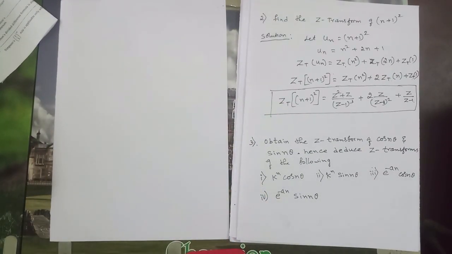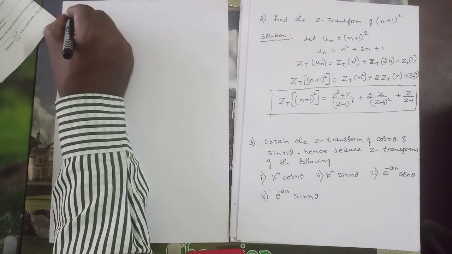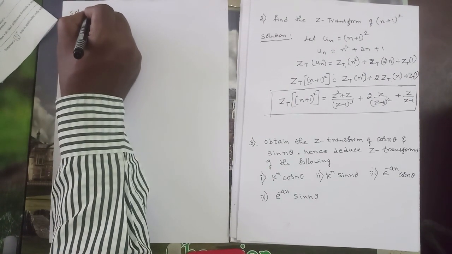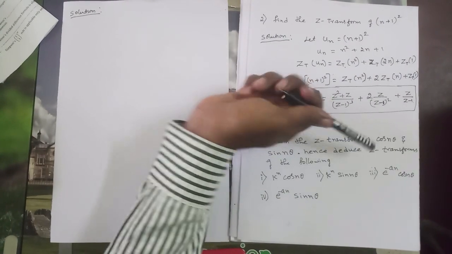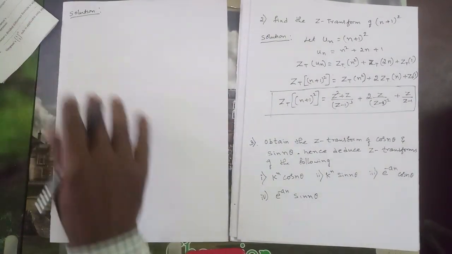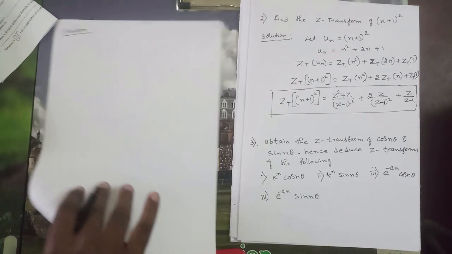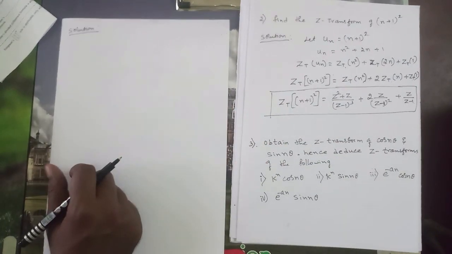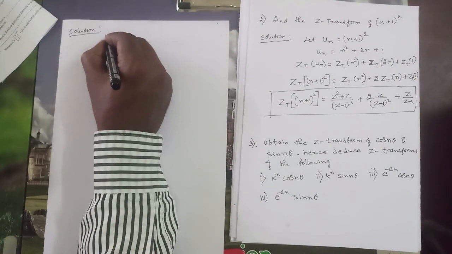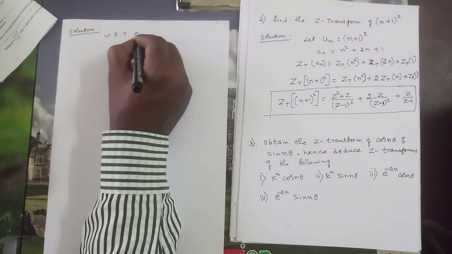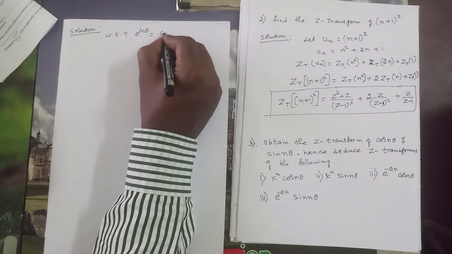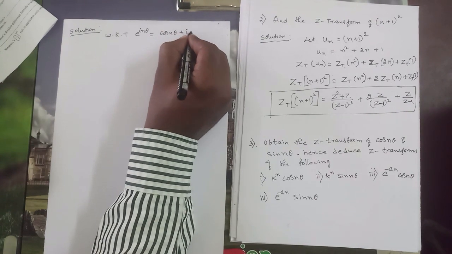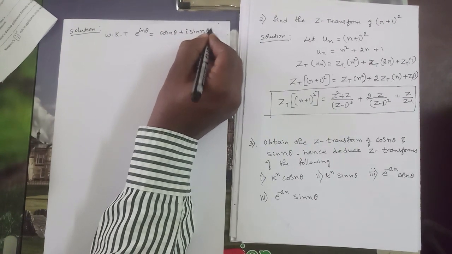So solution. Here directly you can't find the z transform of cos n theta and sin n theta. So first you have to find out the solution for cos n theta and sin n theta. So how will you get? We know that e to the power of i n theta equals cos n theta plus i sin n theta, right?